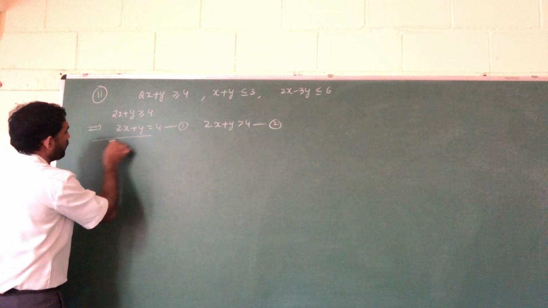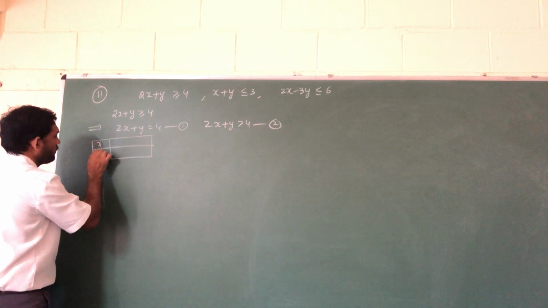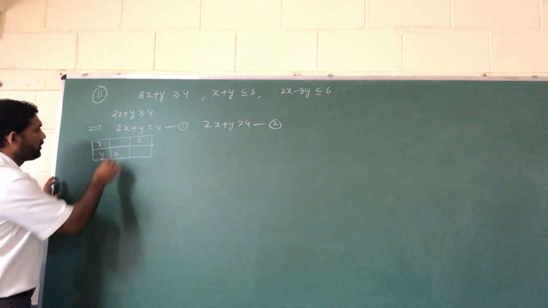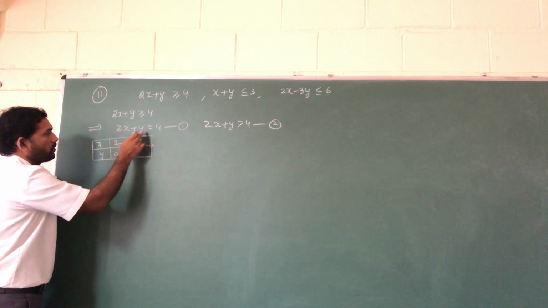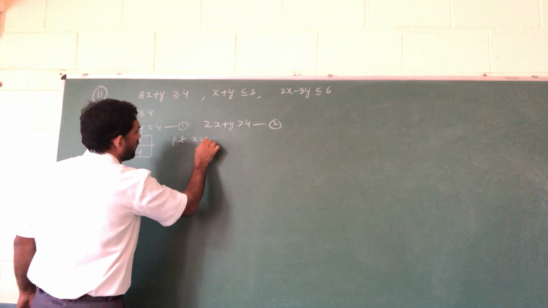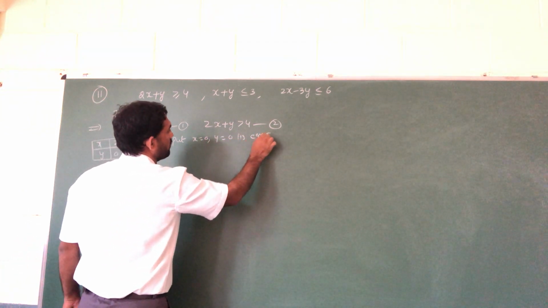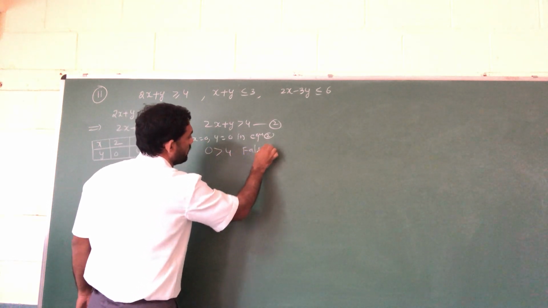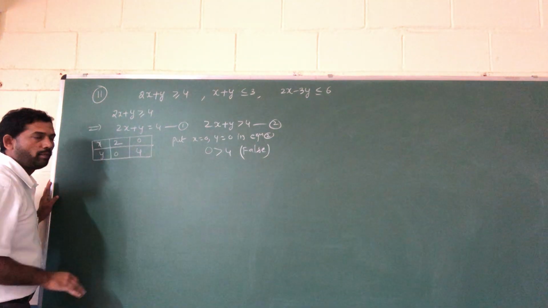Now the table for this one: x, y. y is equal to 0, x equal to 0. Substituting y equal to 0, 2x equal to 4, x equal to 2. Substituting x equal to 0, y is equal to 4. Now put x equal to 0, y is equal to 0 in equation number 2. What happens? 0 greater than 4 is always false. False means the line above you have to shade. True means the line below you have to shade.